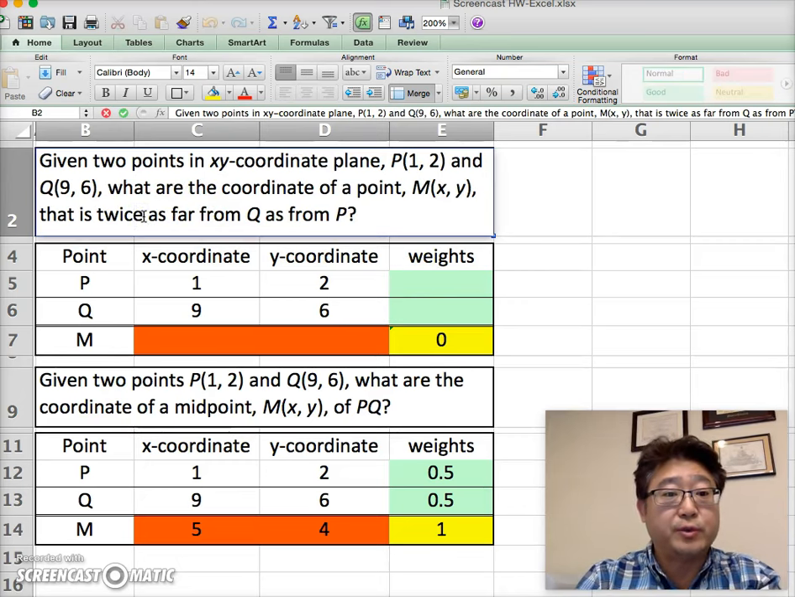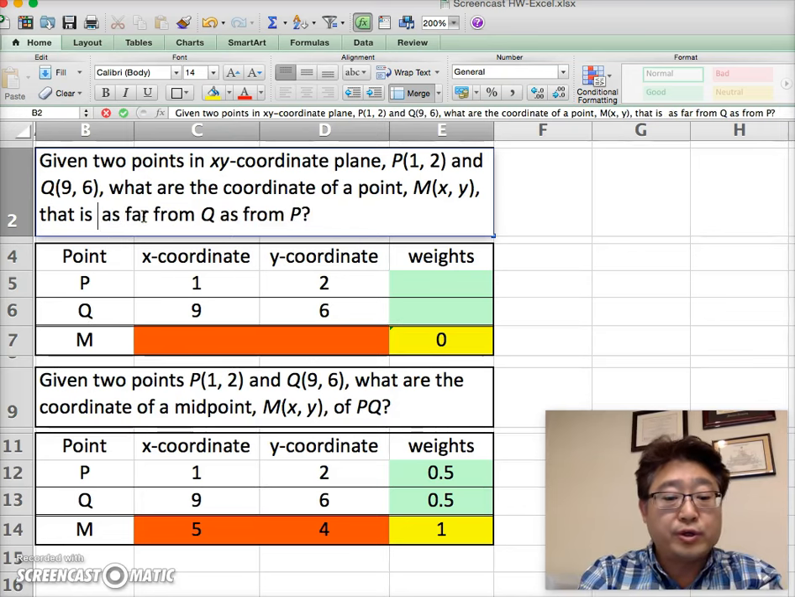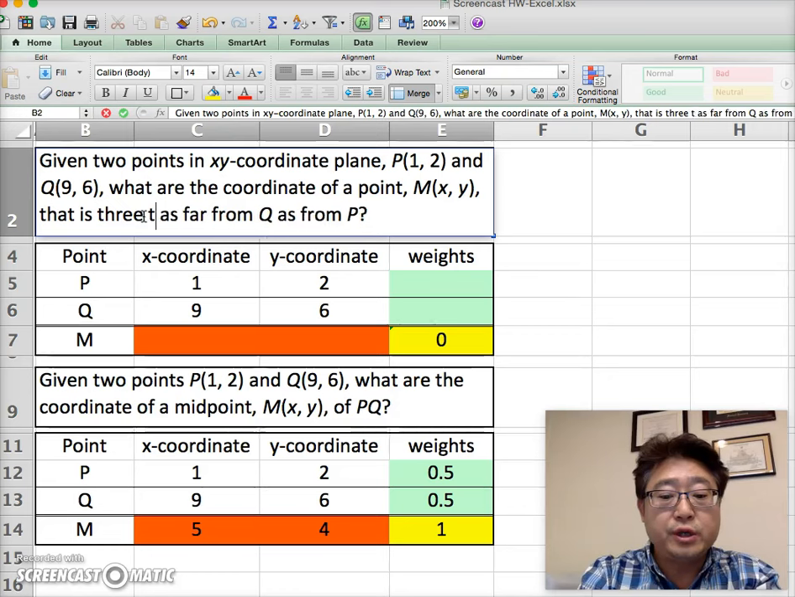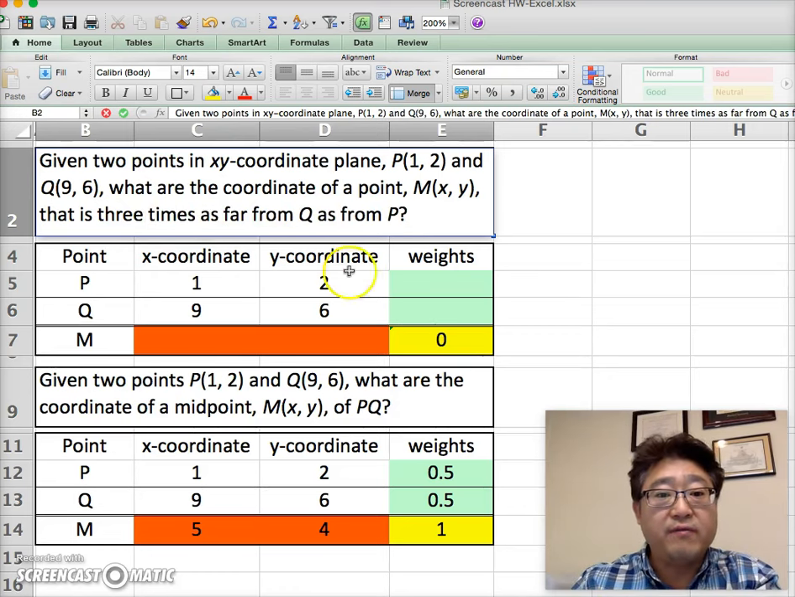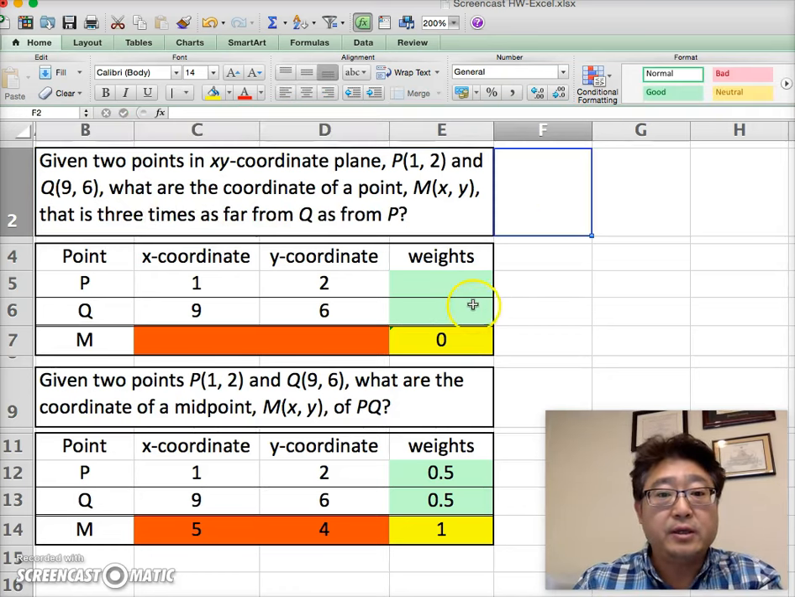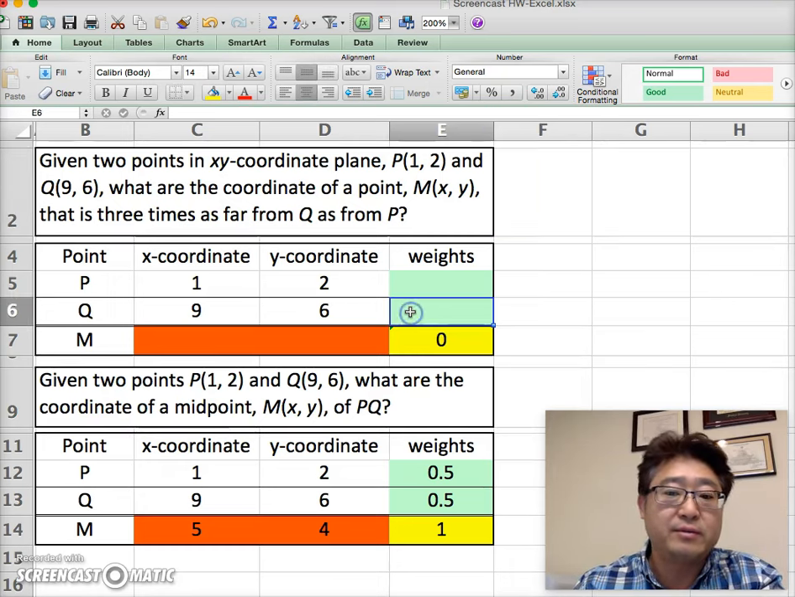Sorry, I have to change this one, not twice. What if the question is finding the point M, which is 3 times as far from Q as from P? That means point M is closer to P, which is a quarter of the distance from P to Q. So we will use the weight quarter not on P but on Q because Q is the weaker planet in a sense with the lesser gravity. So M is closer to P, so to speak.